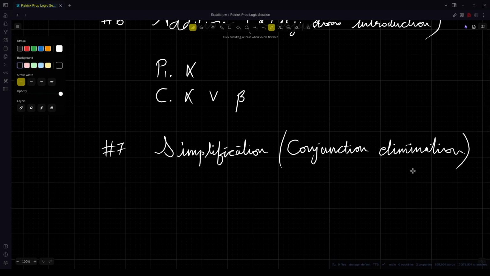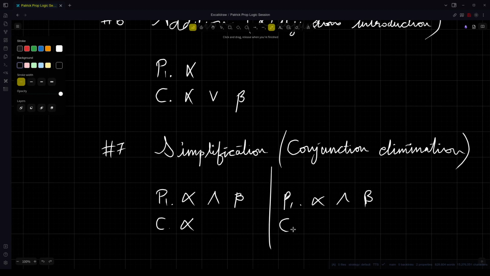Can you guess what this means? That you're getting rid of a conjunction somewhere. So you're starting with a conjunction, and I'm guessing it's just alpha. Yeah, it could just be alpha. It could also be P1, alpha and beta, and the conclusion can just be beta. It could be either of them. So this is conjunction elimination.